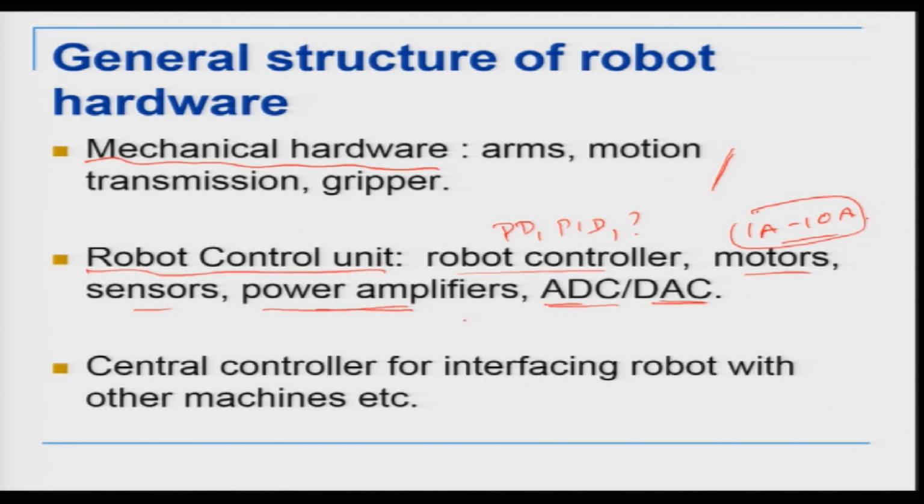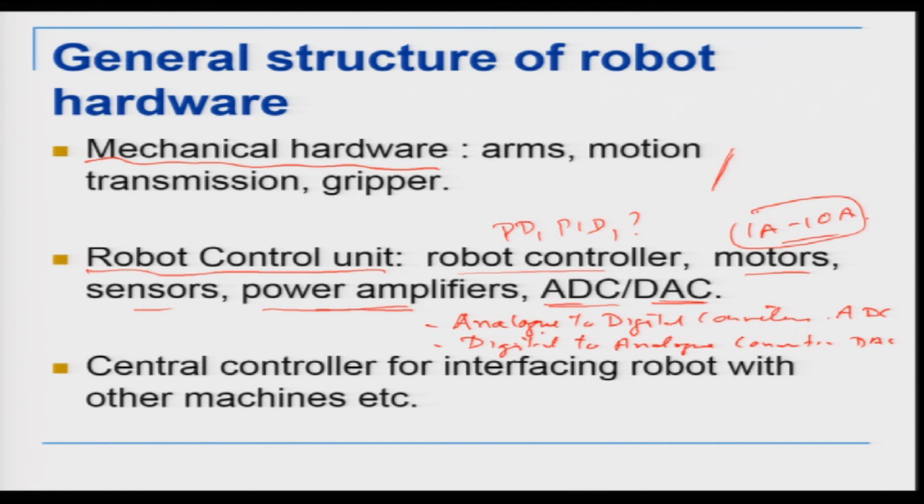So ADC is analog to digital converters, we will see. Okay. So ADC is an analog to digital converter, and DAC is a digital to analog converter. Okay. So this is a DAC. Now why are these two required?